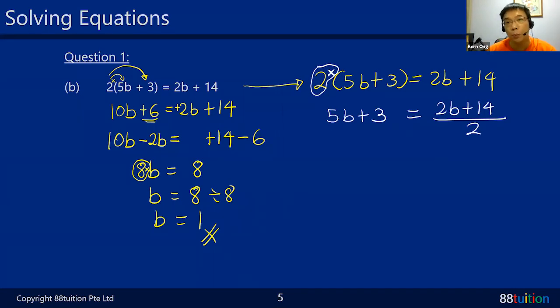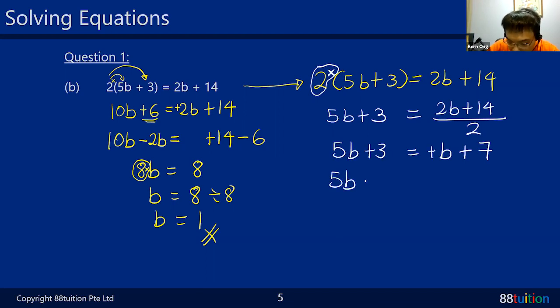Can, because 2b has a 2 in front, and 14 is an even number. Divide by 2 works for an even number. So 2b divided by 2 is b, and 14 divided by 2 is 7. So I have 5b plus 3 here. 5b is here. Down here is a plus b, I bring across and it becomes minus b. Here is a 7 plus 3, I bring across, giving a minus 3.